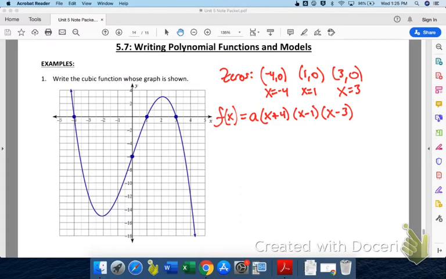So we're going to figure out how to get that a. The way that we figure out a is we need to take a point that's not one of the zeros and plug it into the problem. So what we're going to do now is substitute an ordered pair that isn't a zero.